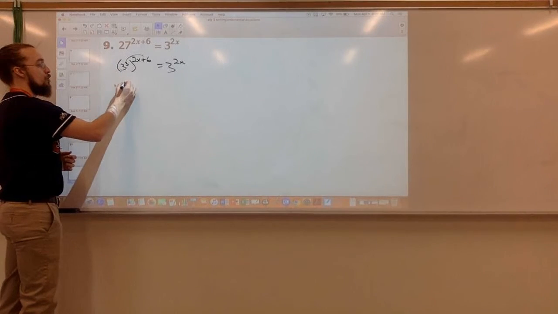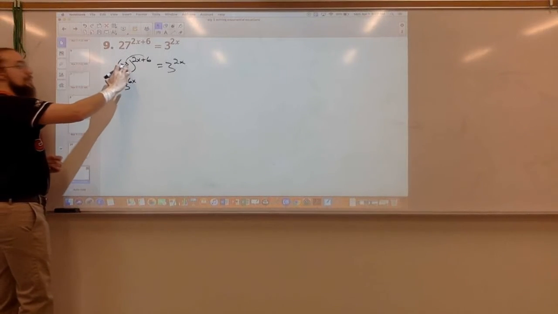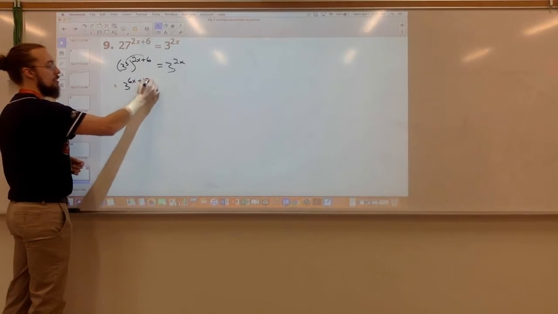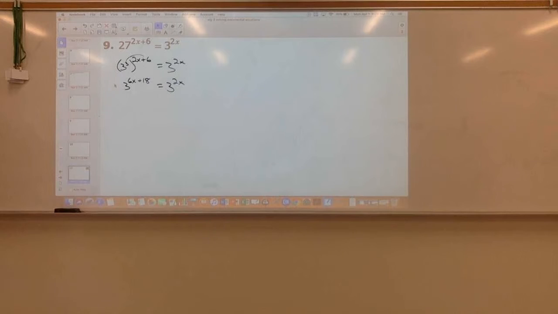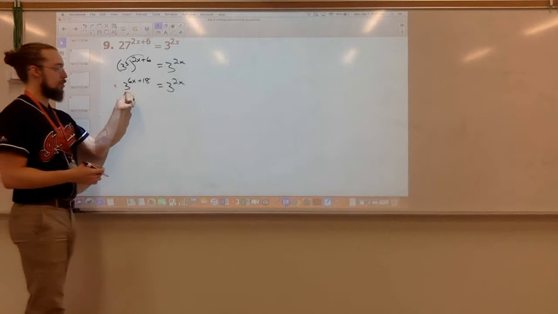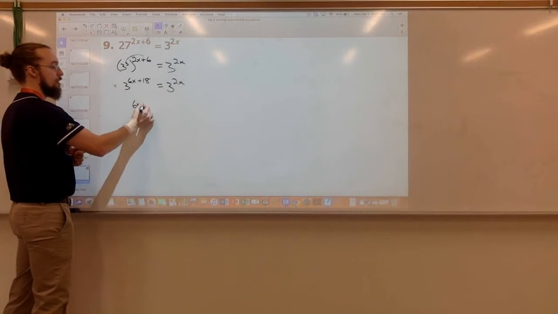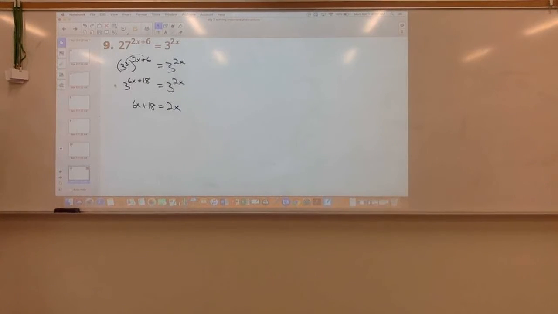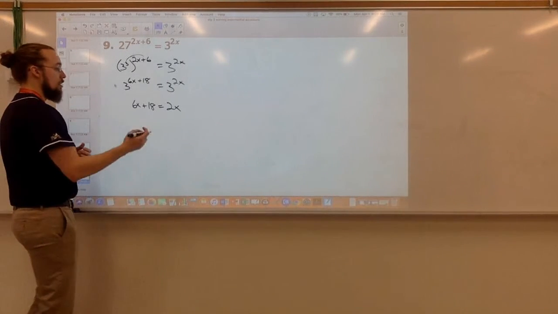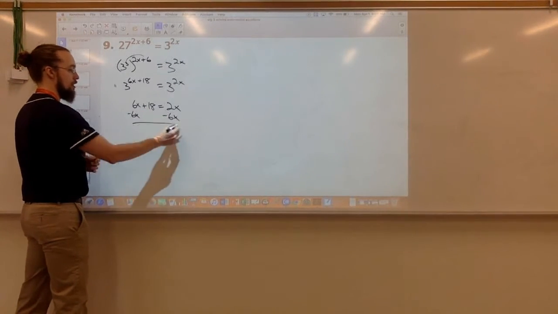I'm raising this power to a power. So what I'll end up with is 3 to the 6x. 3 times 2x would be 6x, and then 3 times 6 would be 18. Now I finally have the same base. Now I can set the exponents equal. So 6x plus 18 equals 2x. Get the variables on the same side. So I'll move the 6x over to the right.